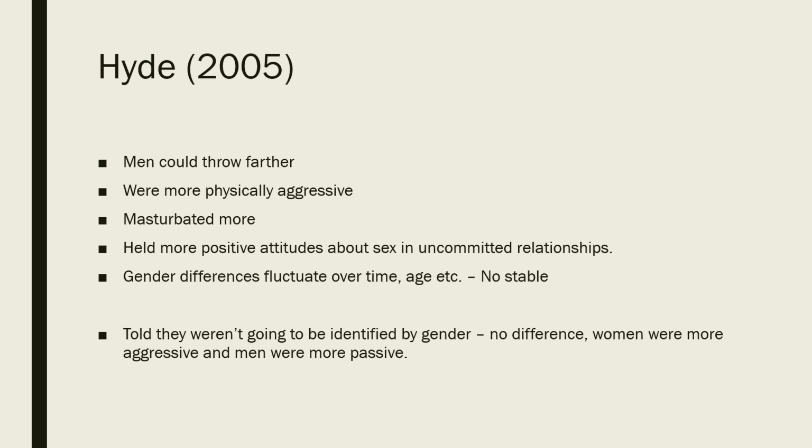And most significantly, when people were taking part in research where they were told they couldn't be identified by gender, it was either found that there was no difference in the way that people behaved, or interestingly enough, there was actually a reversal, and women, for example, in this study were more aggressive and men were more passive. So that challenges that idea of gender differences, and particularly those traditional gender roles.